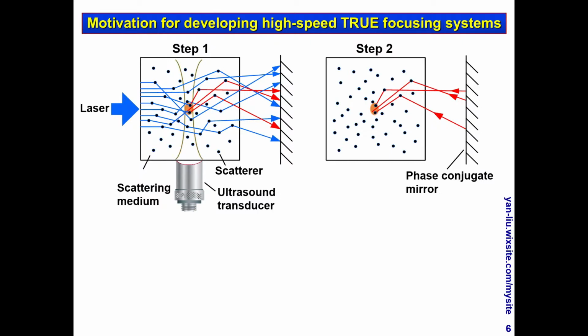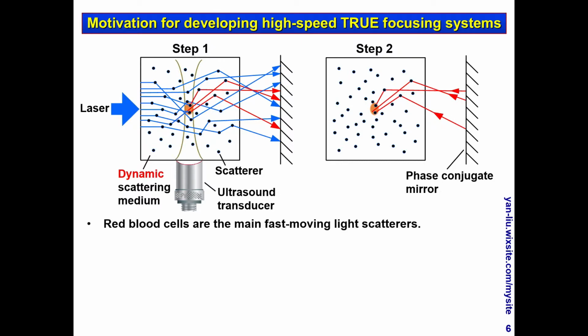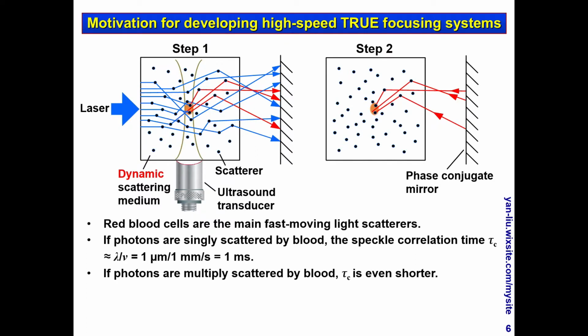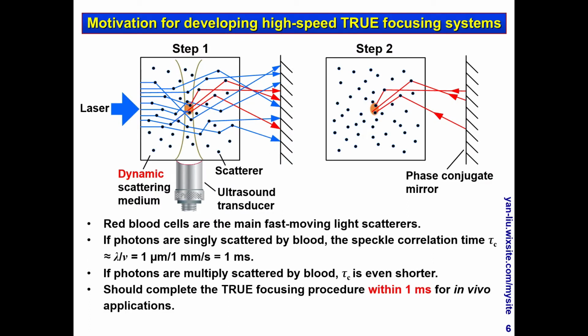One thing we should note is that biological tissue is not only a scatter medium, but also a dynamic scatter medium, where all these light scatters keep moving due to physiological motions such as breathing, heartbeat, and blood flow. Red blood cells are the main fast-moving light scatters. If photons are singly scattered by blood, the speckle correlation time tau c, which quantifies how fast light pattern changes, can be estimated by lambda over flow speed, which is on the order of 1 millisecond. The speckle correlation time is even shorter if photons are multiply scattered by blood. So ideally, we should complete the TRUE focusing procedure within 1 millisecond for in vivo applications.